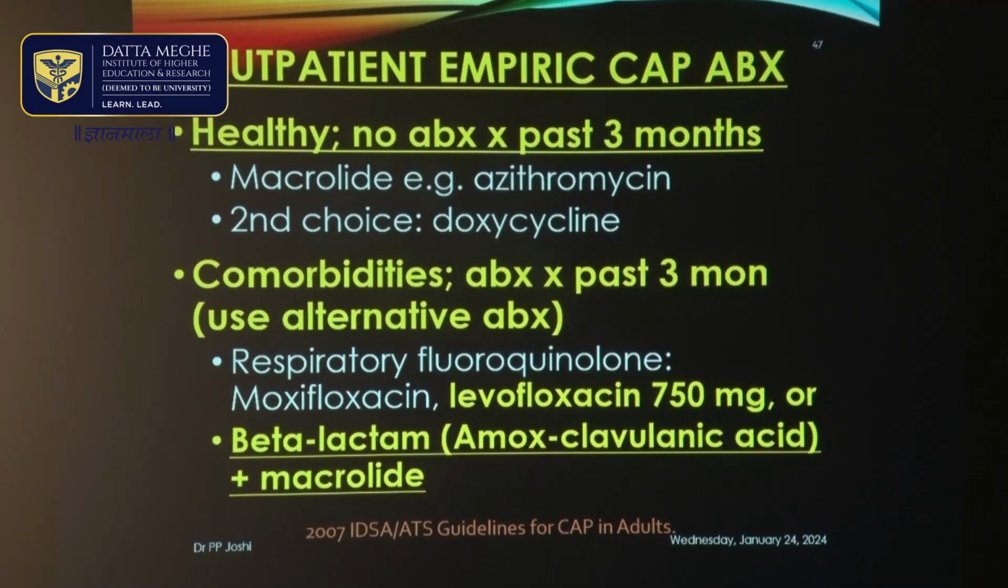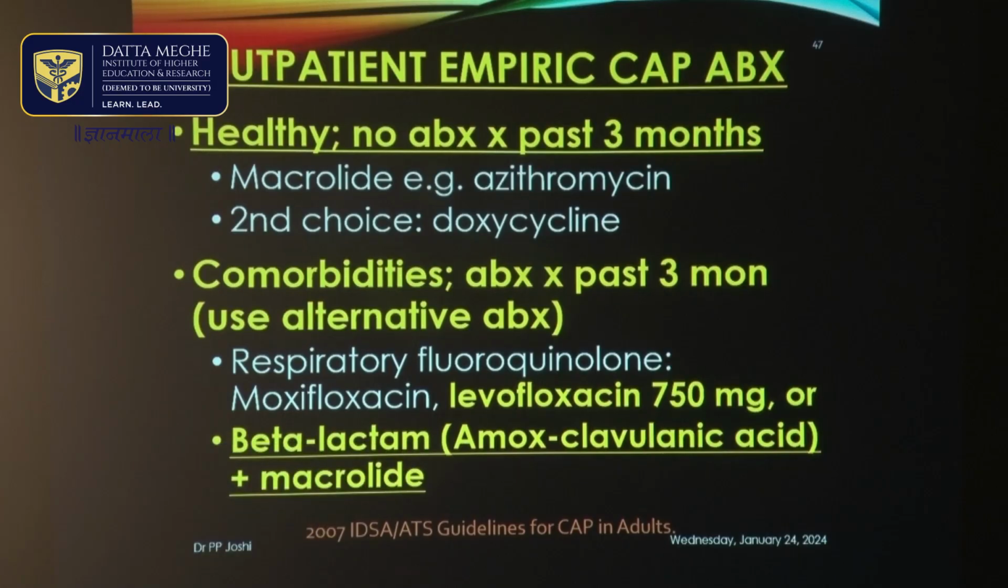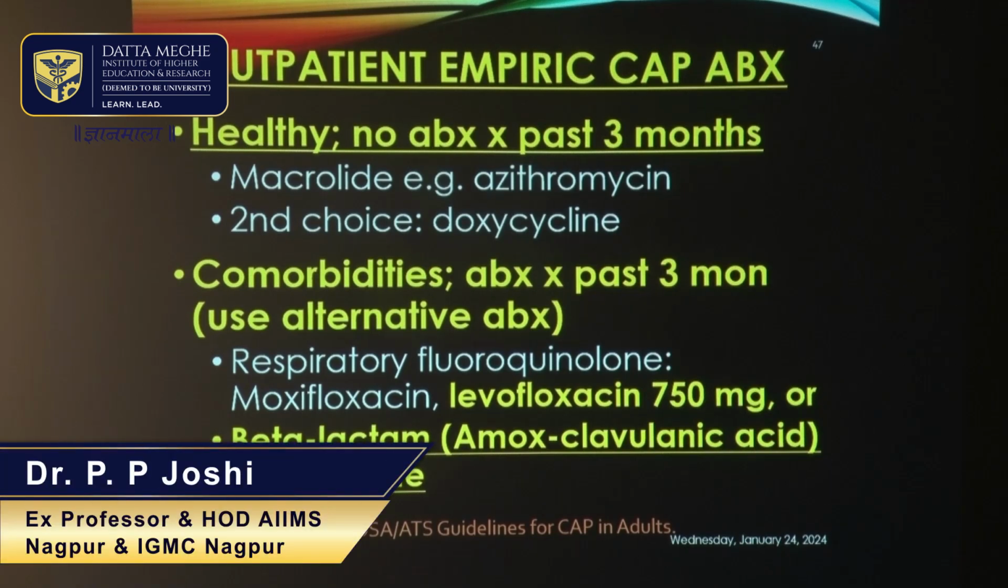But if the patient has comorbidities, is elderly and has liver and other problems, is diabetic and has malignancy and is immunosuppressed, or has received antibiotics within the last 3 months, you have to start antibiotics immediately, and higher alternate antibiotics need to be started. We can try fluoroquinolones, levofloxacin 750 milligrams once a day, or a beta-lactam antibiotic like amoxicillin and clavulanic acid can be started. 1.2 injectable doses, 1.2 grams given twice a day or thrice a day depending on severity.